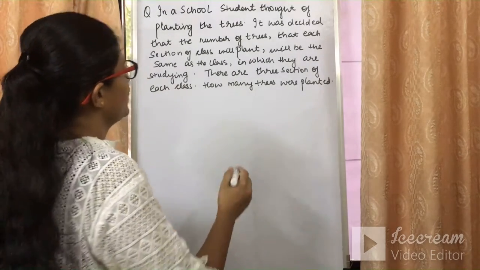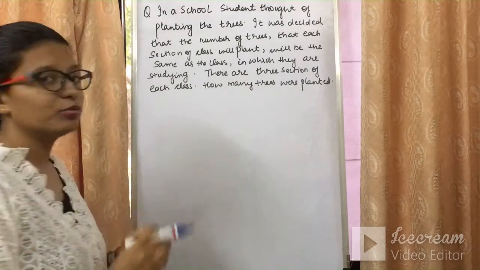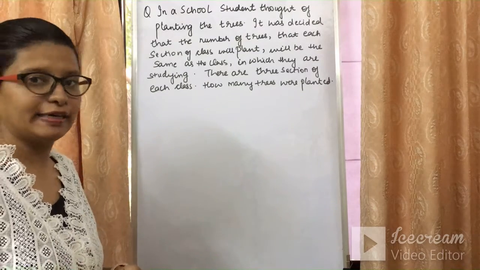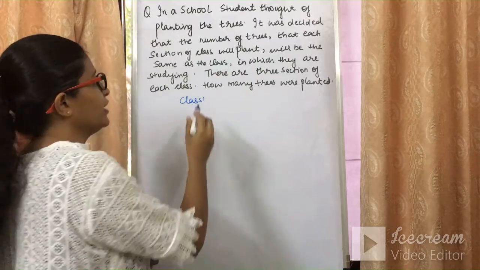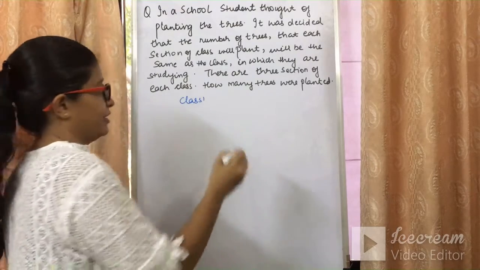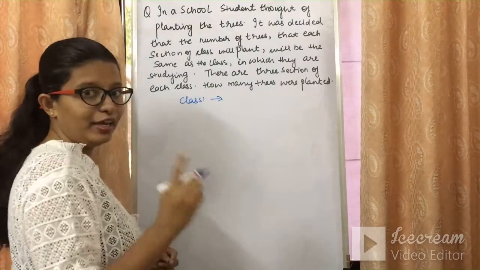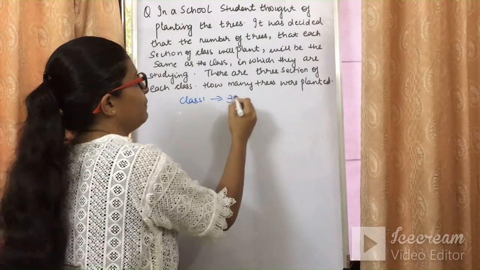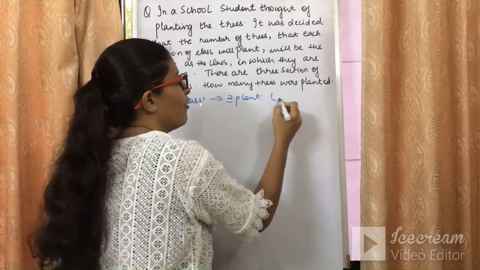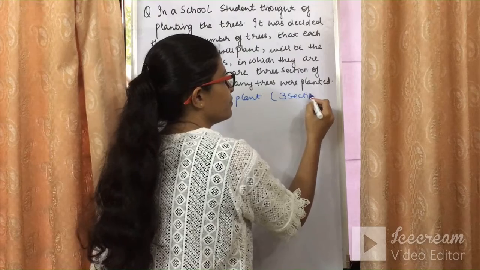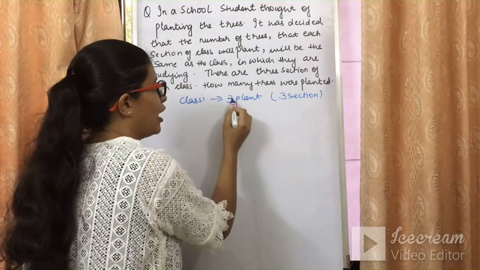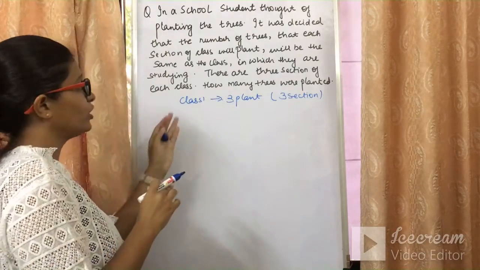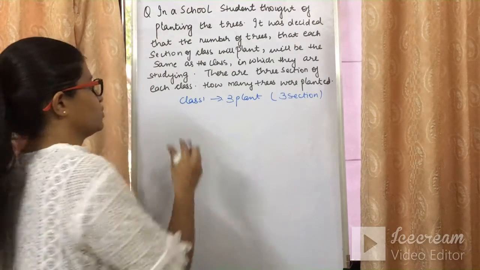So what we need to see is that the students in a class will plant as many plants as the class number. For example, if they are in class 1, they are going to plant 1 plant. But there are 3 sections of each class, so we will have 3 plants from class 1. Why? Because we have 3 sections. So one section will plant one plant, the second section another. So in total we will have 3 plants from class 1.